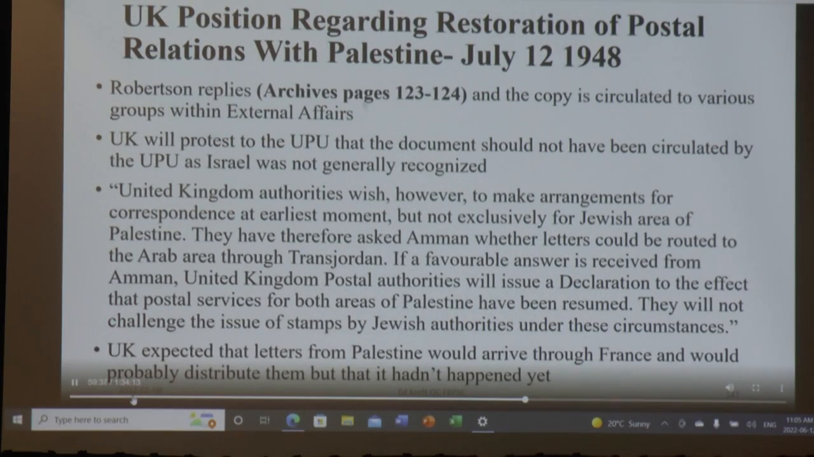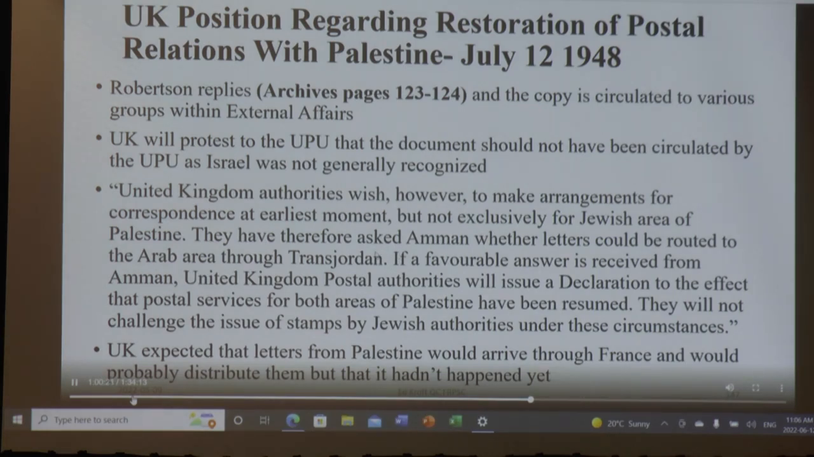And Mr. Robertson in the United Kingdom replies, and he said the UK is furious with the Universal Postal Union, that the Universal Postal Union should never refer to the new state of Israel to all of its members. But, he said, the United Kingdom will make arrangements for correspondence to go to Palestine, but not just the Jewish area of Palestine. And the United Kingdom told Canada that it went to Amman, Jordan, asking whether or not mail could also be transmitted to Arab areas. And if the Arabs agreed with this, the United Kingdom would issue a declaration that there would be mail service to both Arab and Jewish areas of Palestine.